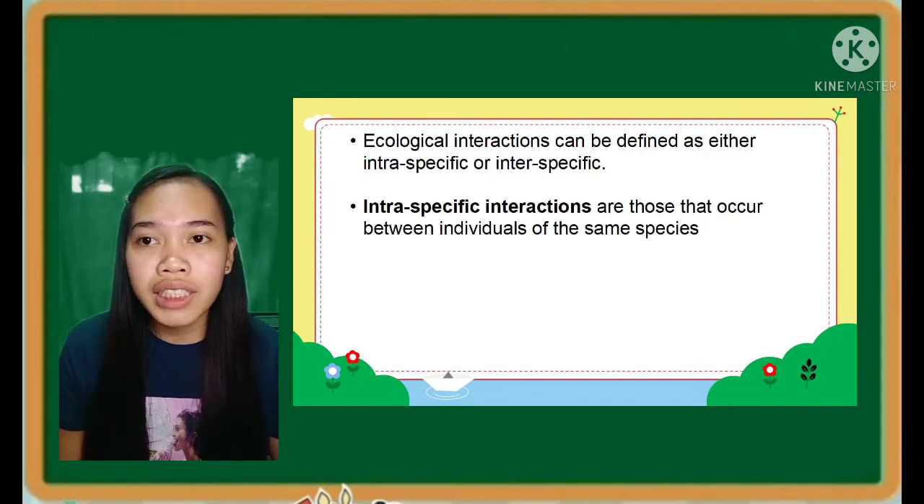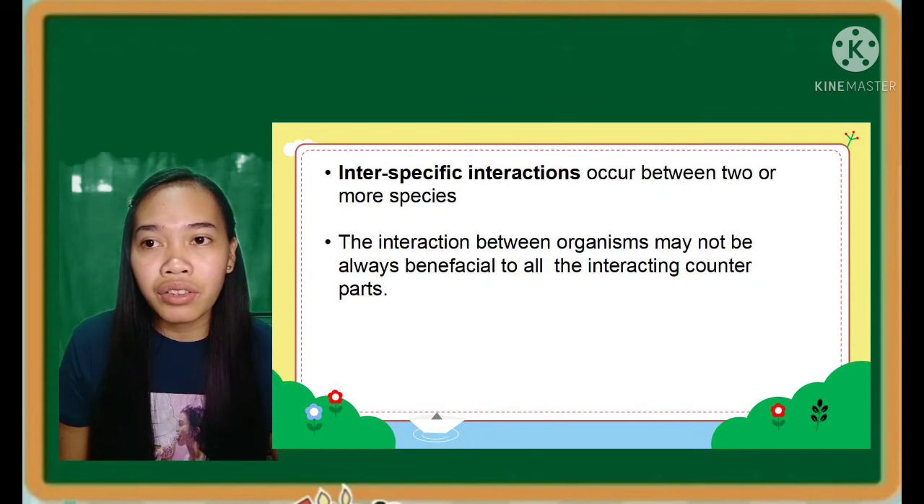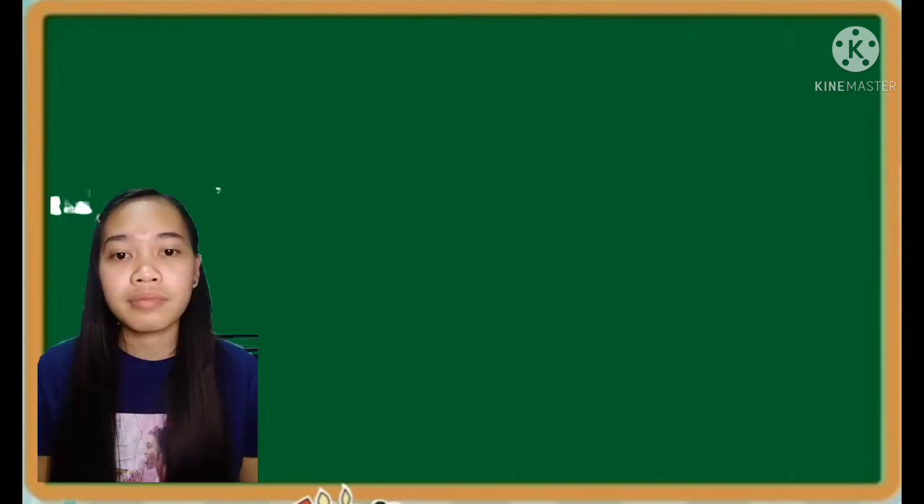Ecological interactions can be defined as either intraspecific or interspecific. Intraspecific interactions are those that occur between individuals of the same species, while interspecific interactions occur between two or more species. The interaction between organisms may not always be beneficial to all the interacting counterparts.